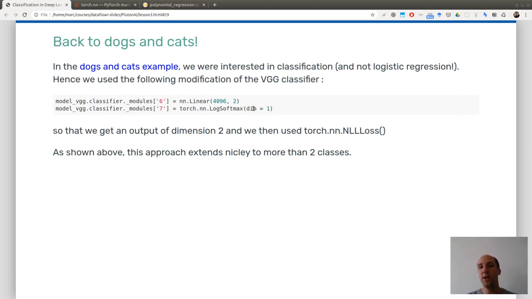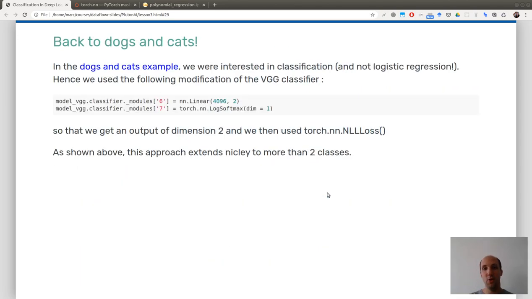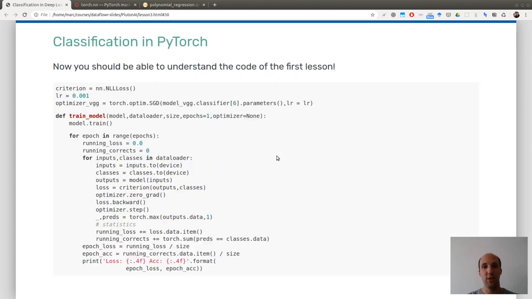So dimension equals 1 here, because in the log softmax there is a sum to normalize the probability. I don't want to normalize across my batch. I want to normalize for each sample individually. So this is why I'm summing here with dimension equals 1. Remember that dimension equals 0 is the batch size. And now you can use NLL loss and start to learn.